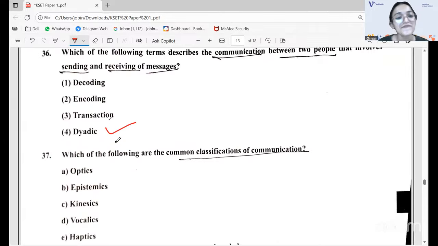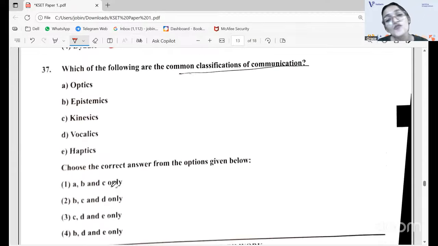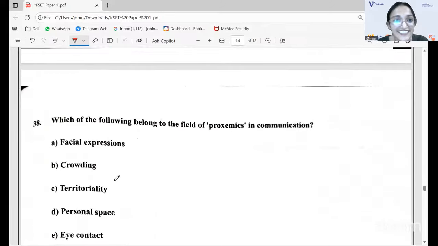Now, next one. Which of the following are the common classifications of communication? Among the A, B, C, D, E options, you can go with option C, D, E. The first, C, means the physical gestures you use in communication. Vocalics means the small things that are not through words, like non-verbal. That is vocalics. Then haptics is there. It is touch. So these are the 3 that we can use as a common classification of communication. That falls in option 3, C, D, E.